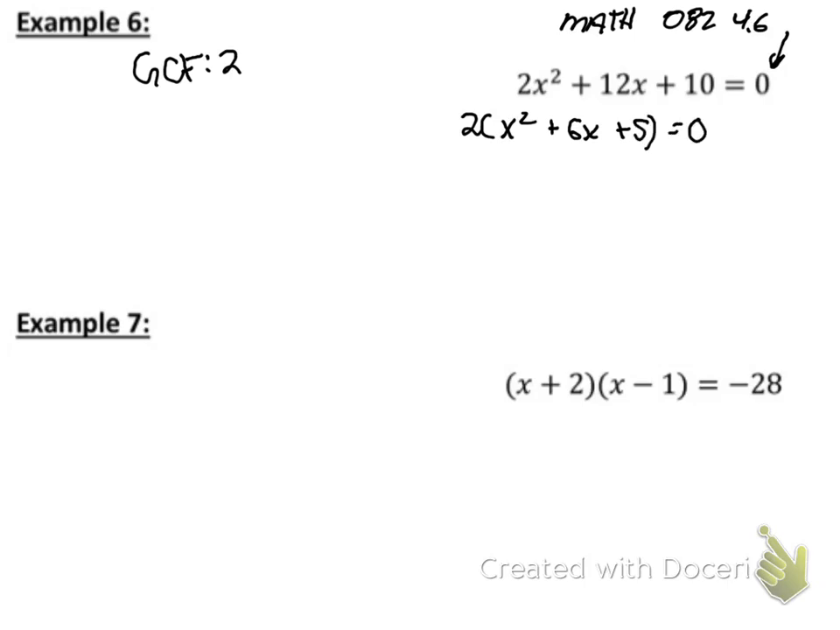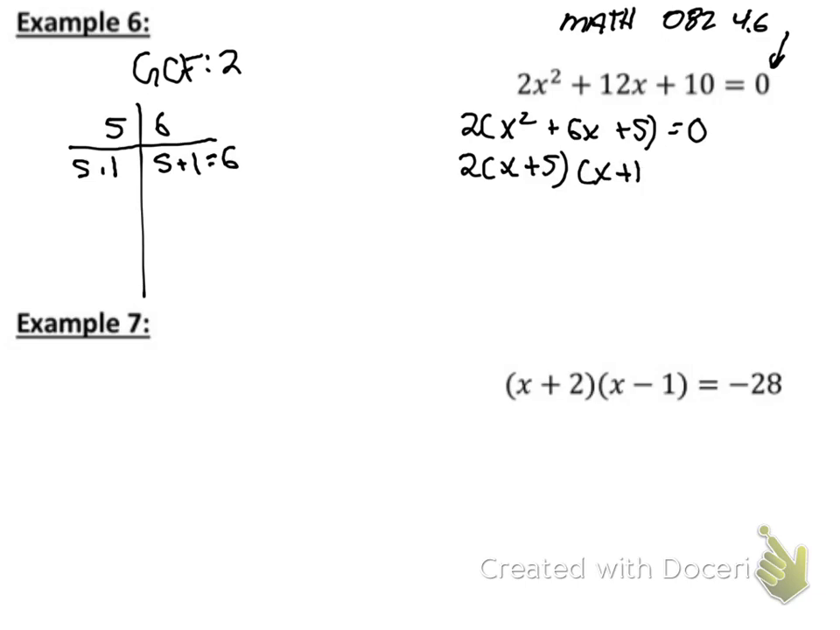So we still have a trinomial inside the parentheses. So trinomials, if you recall, we use the AC method. So we need 2 numbers that multiply up to 5 and add up to 6. 5 is a prime number, which is kind of nice. That limits our options significantly. So we find out that 5 times 1 is 5, and 5 plus 1 is 6. So we get x plus 5 and x plus 1.